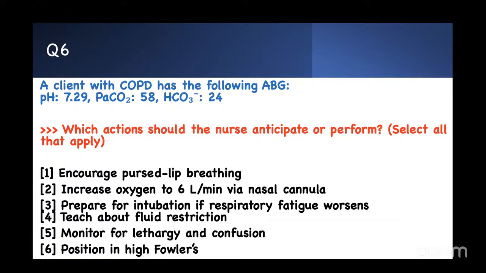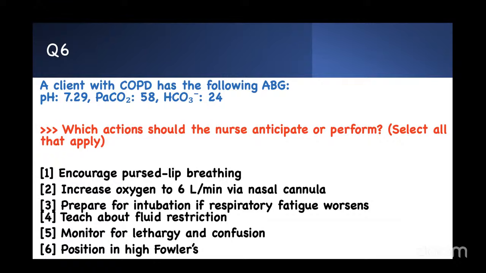What is your diagnosis? Look at the ABG and tell me what the diagnosis is. There are 4 possible choices. It can be a respiratory problem, or it can be metabolic. Is this respiratory or metabolic? It should give you a clue. The patient is a COPD patient. Most likely, it's something you already know. Therefore, what do you do? Encourage pursed-lip breathing, increase oxygen to 6 liters, prepare for intubation if respiratory fatigue worsens, teach about fluid restriction, monitor for lethargy and confusion, position client in high Fowler's position. What do you think? Put down your answer. I'm giving you 30 seconds on this.